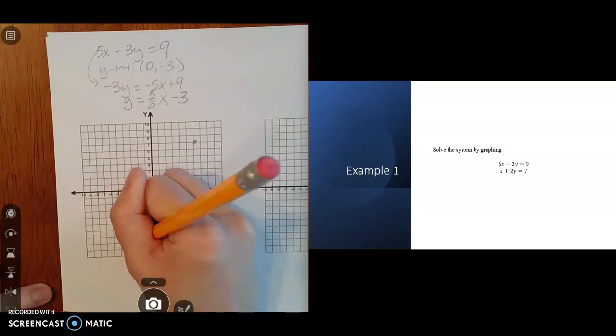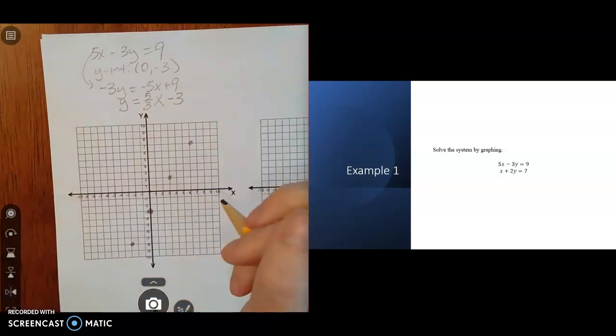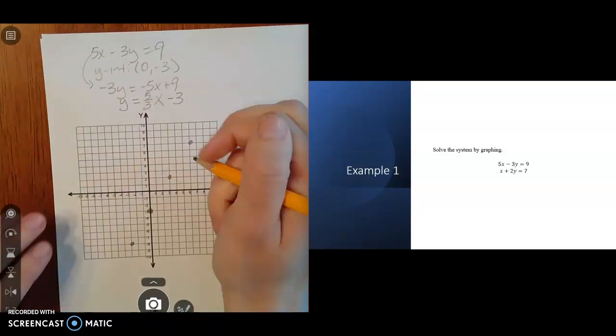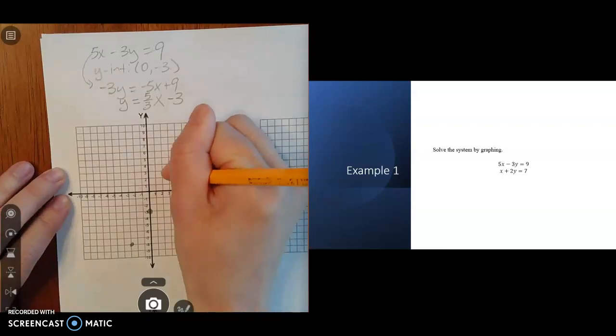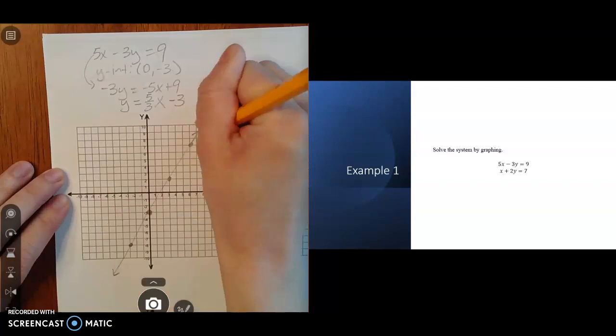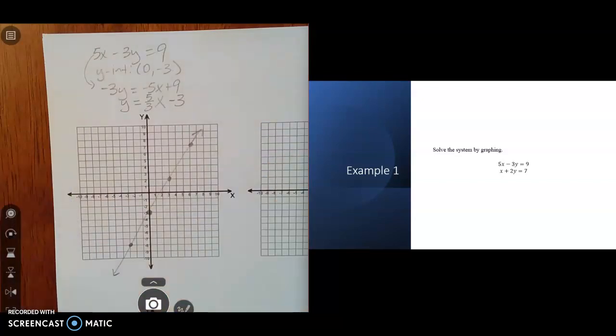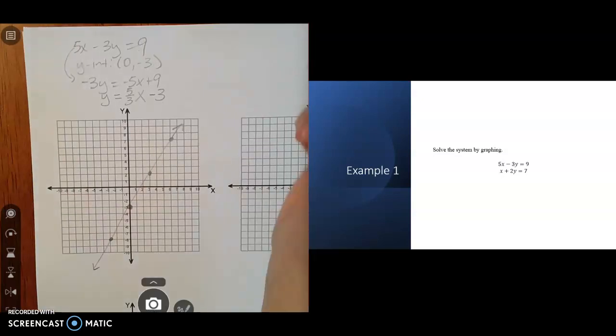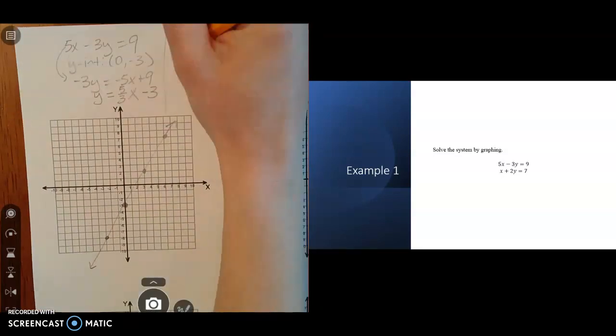Okay, and I think that gives me a pretty good idea of what my line looks like. So I'll connect the dots here to form a relatively straight line. Okay, so now my first equation is graphed. Let's see, the second equation that I have is x plus 2y equals 7.